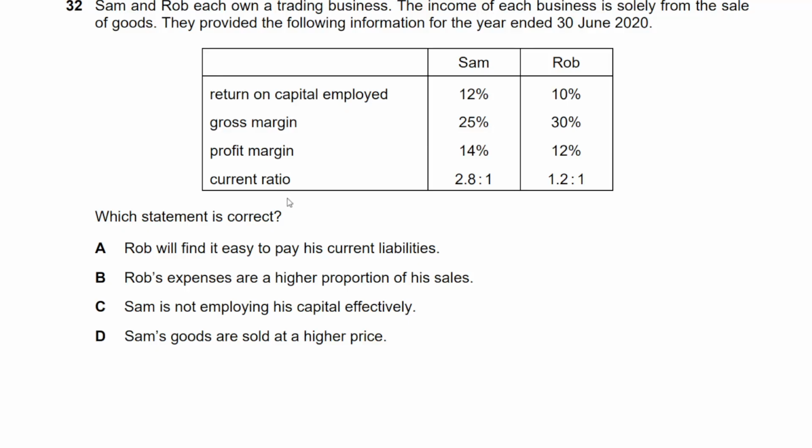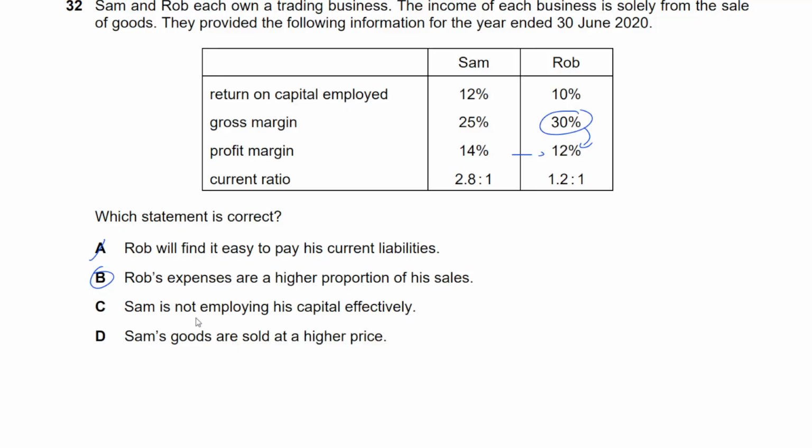Current ratio. Okay, let's see what they wanted from us. Rob will find it easy to pay his current liabilities. It's the opposite. No way. Rob's expenses are a higher proportion of his sales. That makes sense. You know why? Because his gross margin was pretty fine, but then when expenses came into consideration, he went lower than Sam. While he was better at managing the cost of sales, when expenses came into the equation, he messed up, Rob.